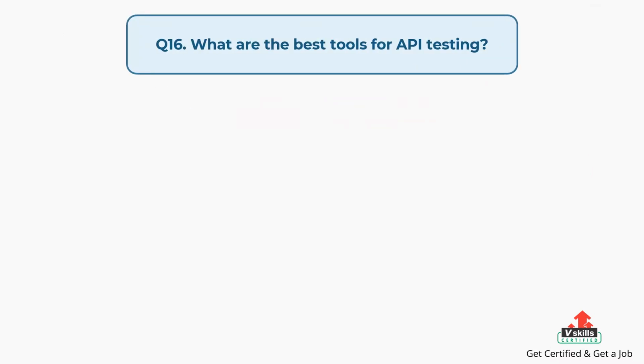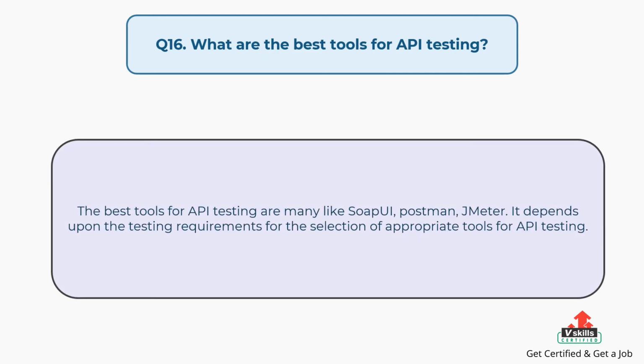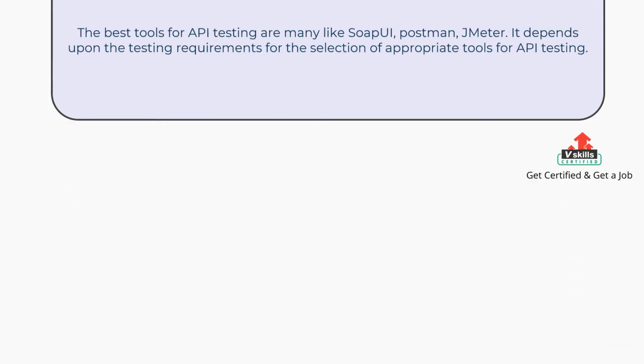What are the best tools for API testing? The answer is: the best tools for API testing are many, like SoapUI, Postman, JMeter. It depends upon the testing requirements for the selection of appropriate tools for API testing.